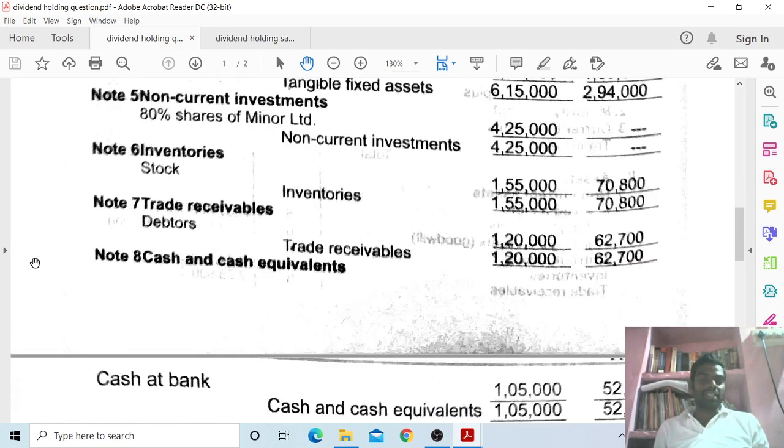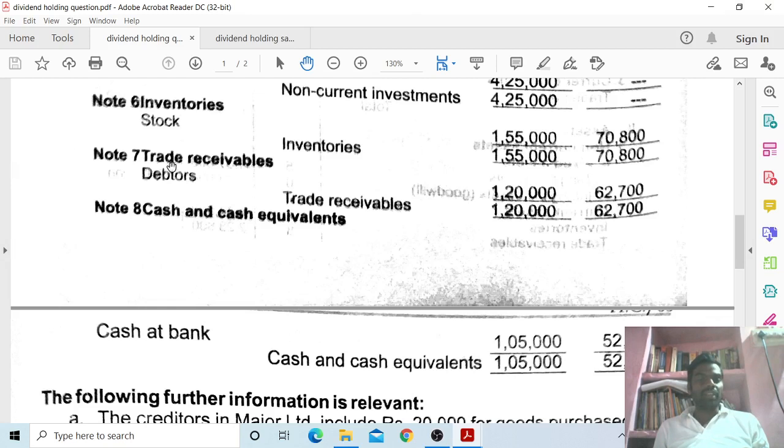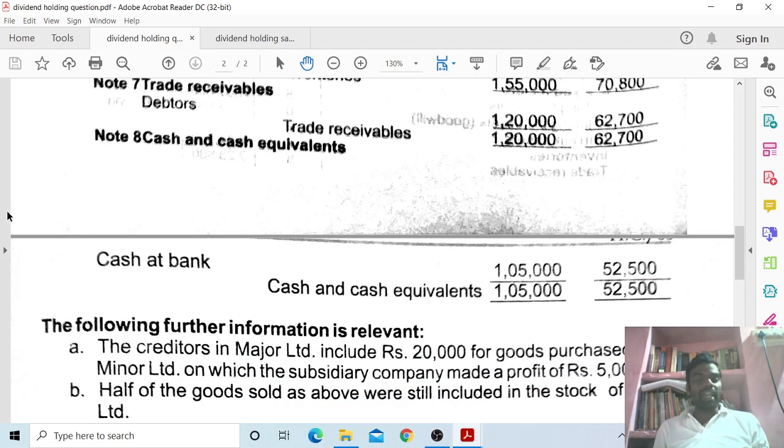Next, note number 6, stock: Major company 1 lakh 55,000, Minor company 70,800. Note number 7, trade receivables, debtors: 1 lakh 20,000 Major company and 62,700 Minor company. Total trade receivables 1 lakh 20,000 and 62,700. Note number 8, cash and cash equivalents, cash at bank: Major company 1 lakh 5,000, Minor company 52,500.